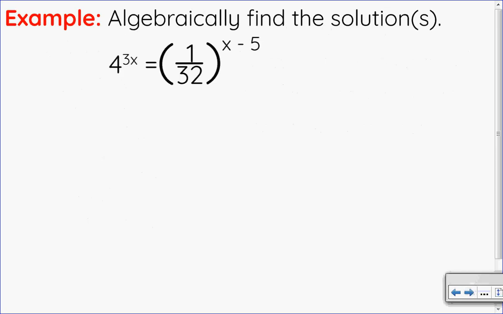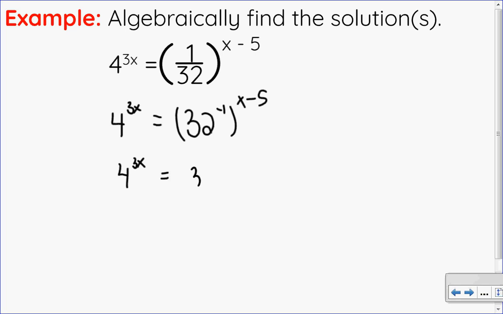Now we know how to write the same base. How do we use that to solve? Again, I'm going to write both sides with the common base. So I look at 4 and 32. I can't multiply 4 by itself to get to 32, so I'll go lower than that and go to 2. But before I do that, let's make 1 over 32 a whole number base by raising it to the negative 1. So I have 4 to the 3x equals 32 to the negative 1 times x plus 5. Now they both have whole number bases, so let's go smaller.